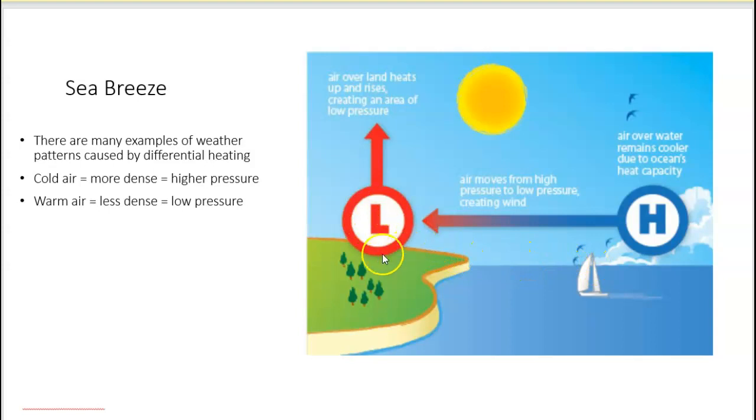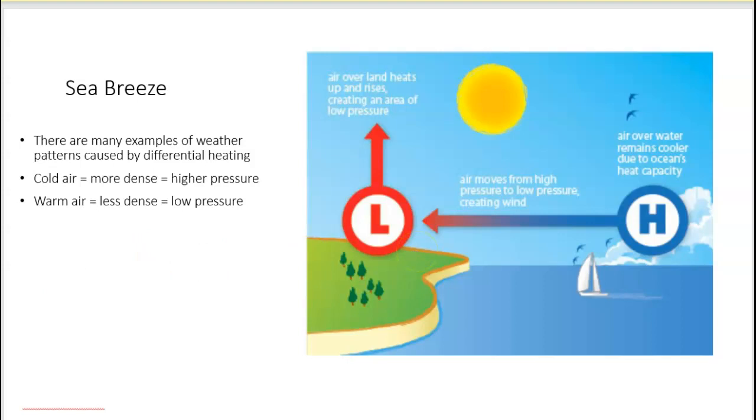As it reaches the land, it will heat up because the land is getting warmed by the sunshine faster than the water is. That hot air is going to rise up and it's going to begin this convection current. Okay, so that's called a sea breeze.